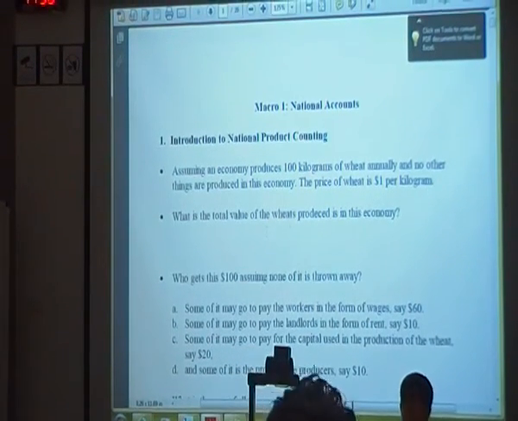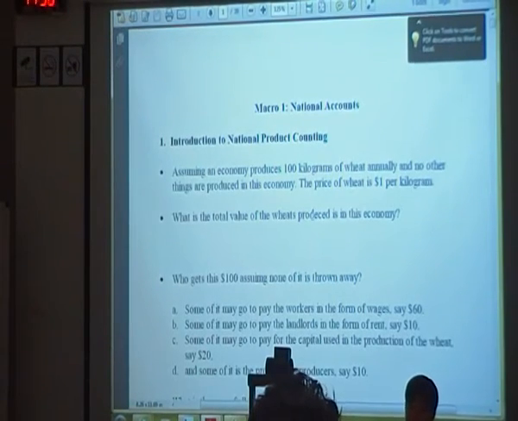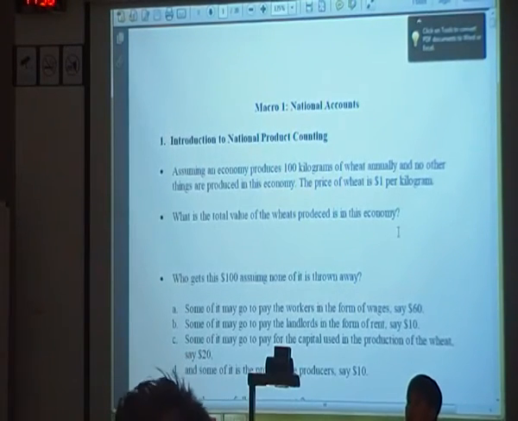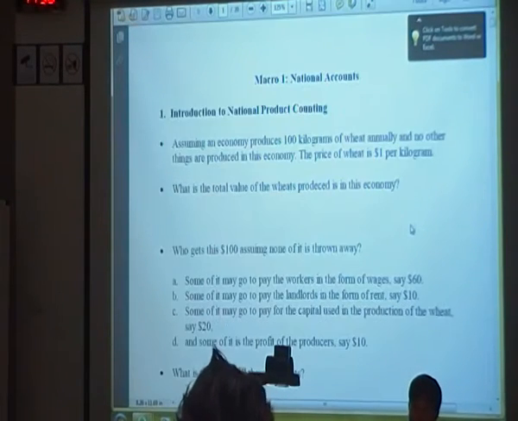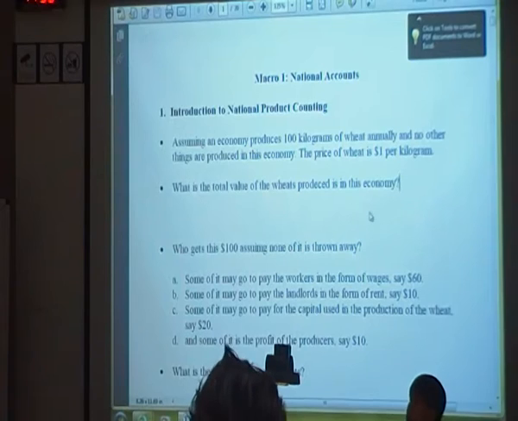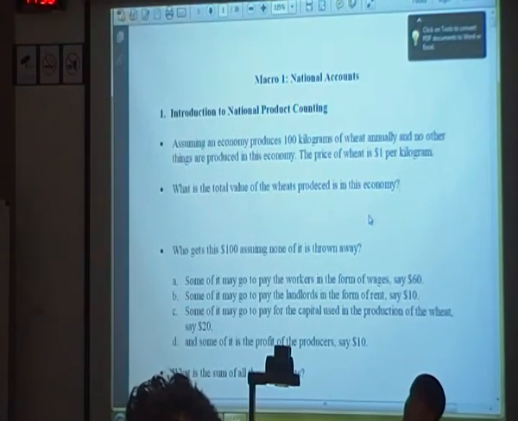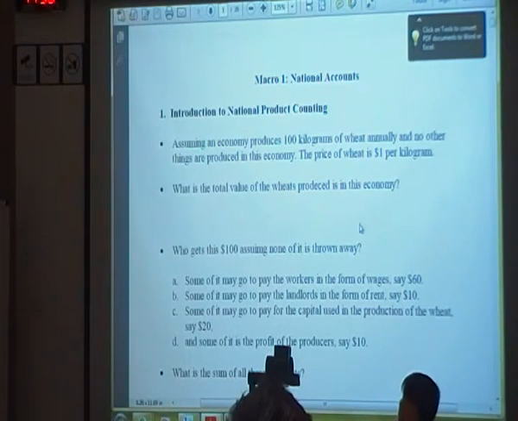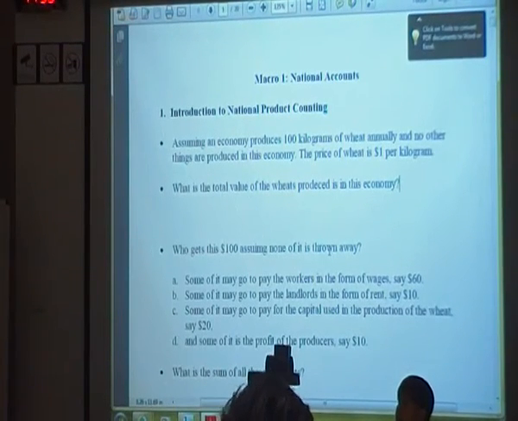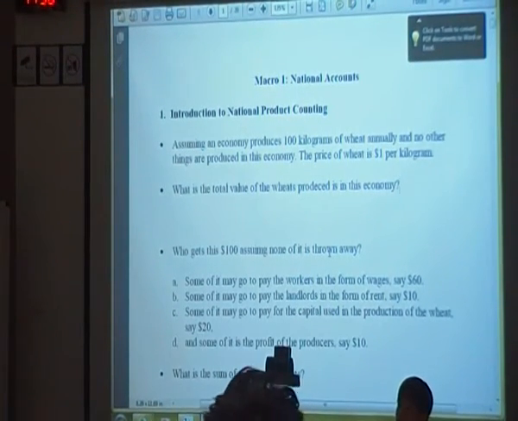Now the question is, what is the total value of the wheat produced in this economy? How much will it be? Very simple question. You produce 100 kilograms, every kg costs basically $1. So what is the total value of the wheat that you have produced in the economy? $100, that's right.